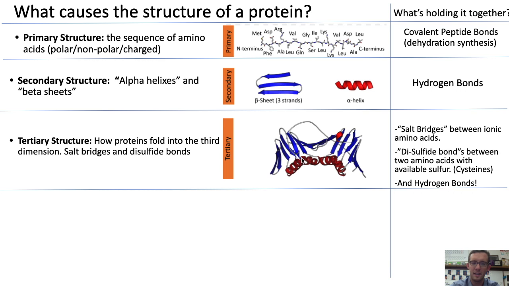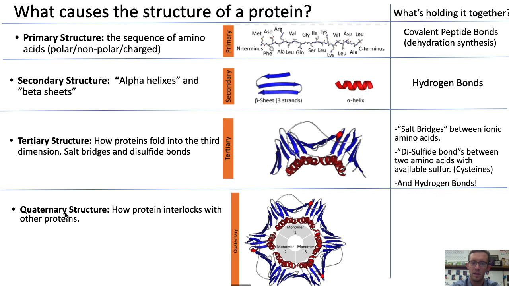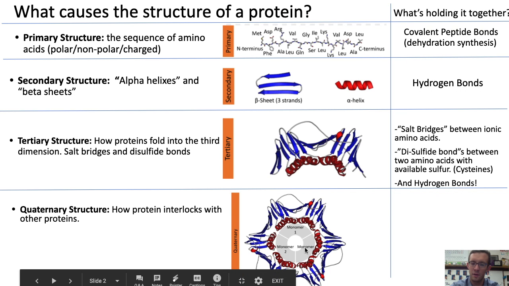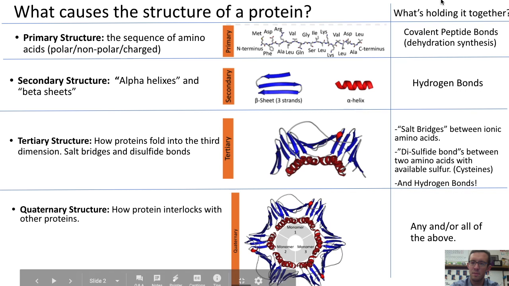And then last, after a protein has formed a tertiary structure, it might be able to form a quaternary structure as well by interacting with other tertiary structures of different proteins. As for what holds that together, that can be any of the above types of bonds.